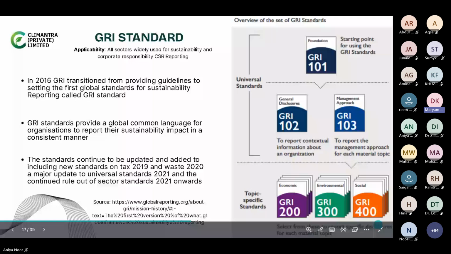In 2016, basically, GRI transitioned from providing guidelines to setting its first global standards for sustainability reporting. Okay, I'll try to make it slow. I'll share the sample with you. Actually, it looks like some people know more about the GHG framework, and I guess some do not. So, okay, you are more interested in GRI.